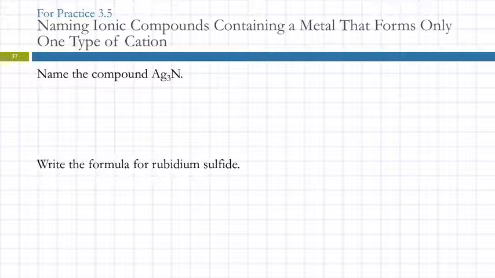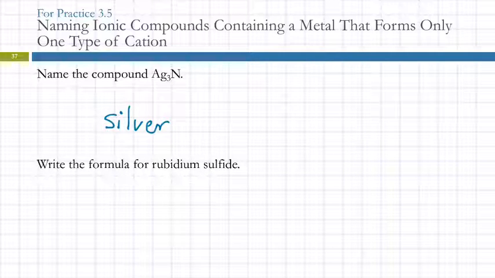Let's name Ag3N. Well, what's the name of this element? Silver. Okay. So the first name of this compound, because it's got a first name and a last name, is silver. Then we ask ourselves, is that in groups 1A, 2A, 3A, zinc, or silver? Yeah, it's silver. It's right. Groups 1A, 2A, 3A, zinc, or silver. No Roman numeral. Cool. Okay, so the other one is nitrogen.